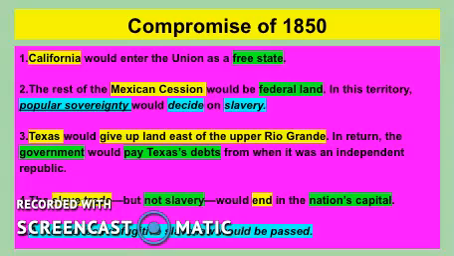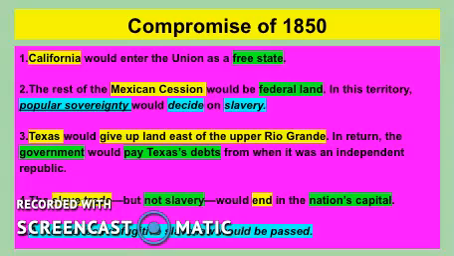The first one, California would enter the Union as a free state. The rest of the Mexican cession would be federal land. In this territory, popular sovereignty would decide on slavery. Texas would give up land east of the upper Rio Grande, and in return, the government would pay Texas's debts from when it was an independent republic. The slave trade, but not slavery, would end in the nation's capital. And the fifth one, a more effective fugitive slave law, would be passed.